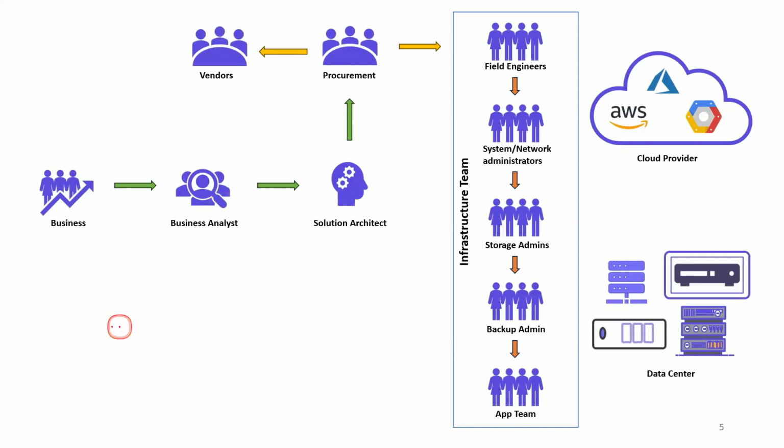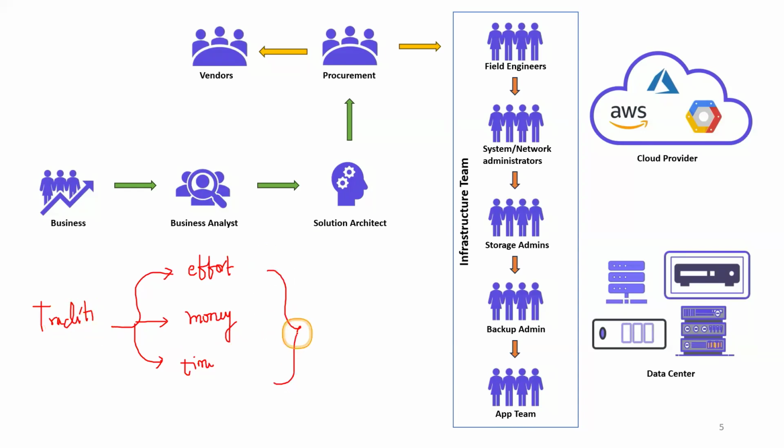When you work in the traditional working model, the three main problems are that you put a lot of effort into the same activity, you spend a lot of money, and you waste a lot of time. When you go for the traditional working model, these things happen. These things are overcome or fixed by the cloud platform.